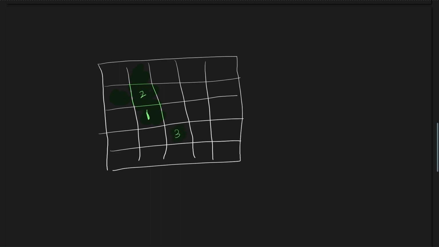Now 2 can come downwards, while going over 1. So this is visited, this is visited, this is visited, and this is also visited.